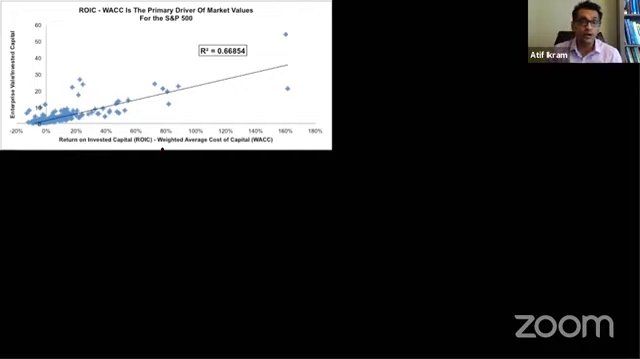So those firms or those businesses which are generating a high rate of return on their invested capital compared to their cost, those are the ones that over time tend to be more and more valuable.